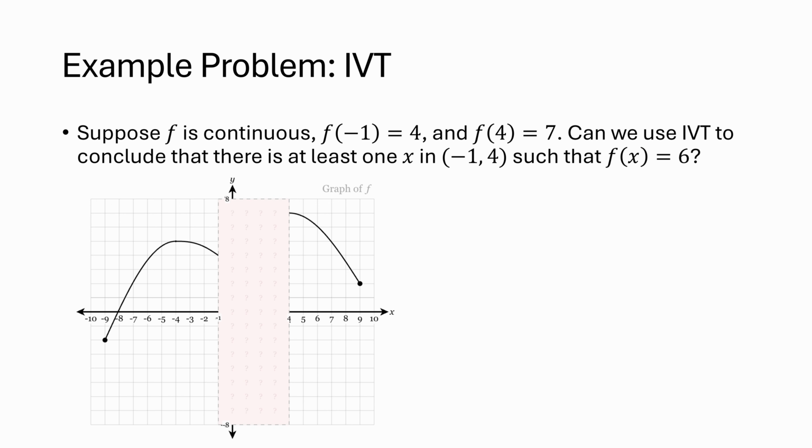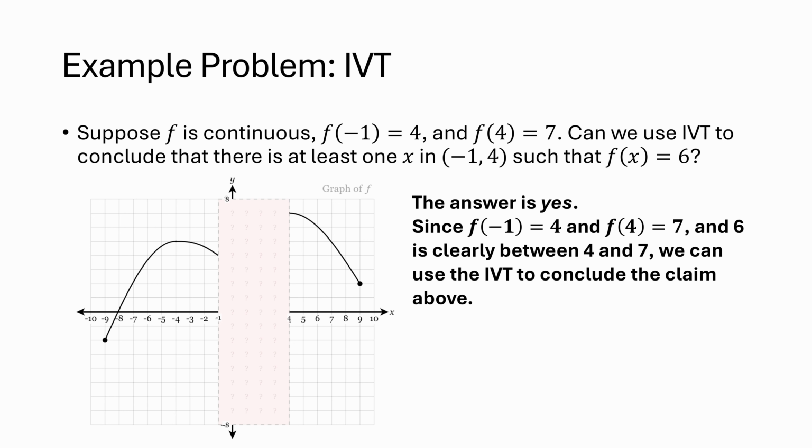Now, assume that f is continuous. Can we use IVT to conclude that there is at least one x in [-1, 4] such that f of x equals 6? Now the answer is yes, since f of -1 equals 4 and f of 4 equals 7, and 6 is clearly between 4 and 7, we can use IVT to conclude that there is at least one x in [-1, 4] such that f of x equals 6.